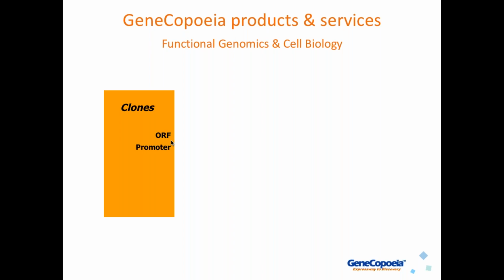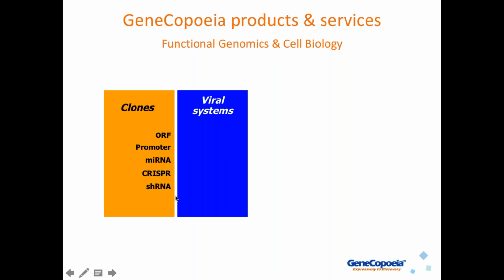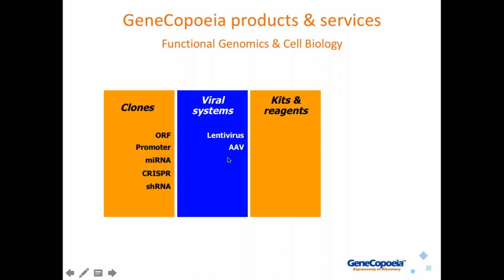But we've since expanded out to include other clone types like promoter clones, microRNA clones of various types like 3' UTR target clones, precursors, and inhibitors. CRISPR clones, that is primarily for single guide RNA expressing clones. shRNA clones for more traditional knockdown experiments. And we also offer a number of solutions for viral systems, primarily lentivirus and much more recently adeno-associated virus, or AAV. In addition, we offer a large selection of kits and reagents for various applications, such as transfection reagents.